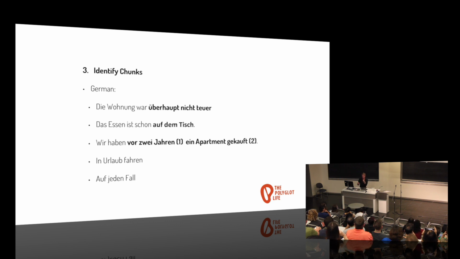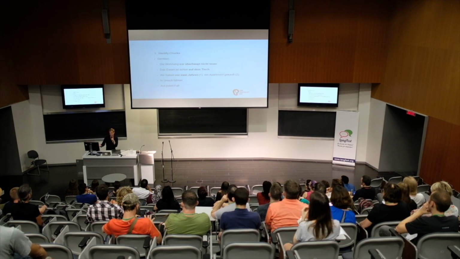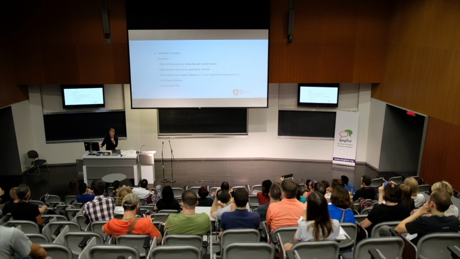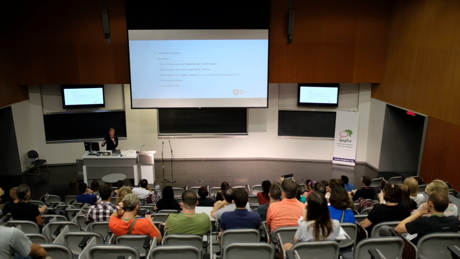This is a chunk. This is something that sounds very, very native-like if you say this. Überhaupt nicht teuer. So if you learn the whole thing by heart, then you can just say it, even from the very beginning, even if you don't know what überhaupt means. Das Essen ist schon auf dem Tisch. Auf dem Tisch. If you just learn this by heart, the food is on the table, then you don't have to know that this is a situation, not a movement, so it has to be with a dative.